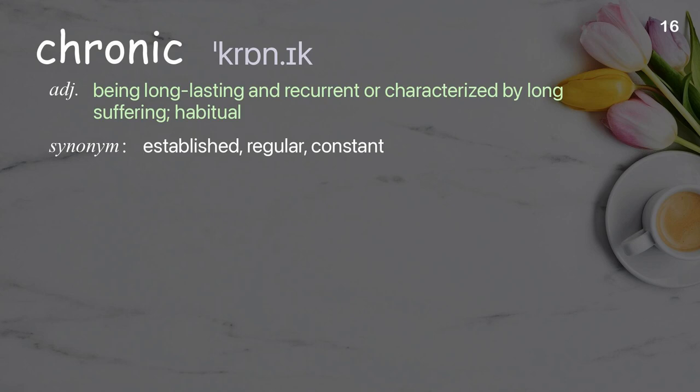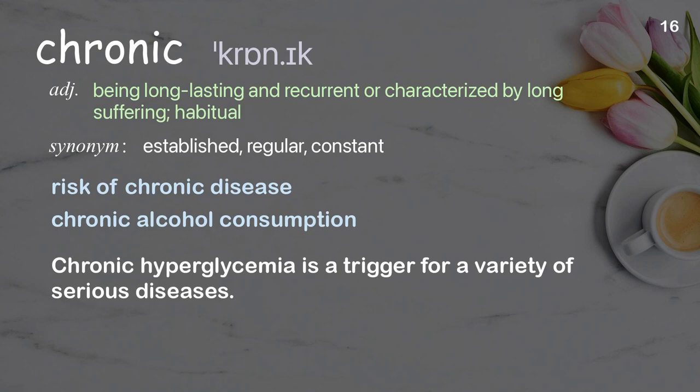Chronic. Being long-lasting and recurrent or characterized by long-suffering, habitual. Examples: Risk of chronic disease. Chronic alcohol consumption. Chronic hyperglycemia is a trigger for a variety of serious diseases.